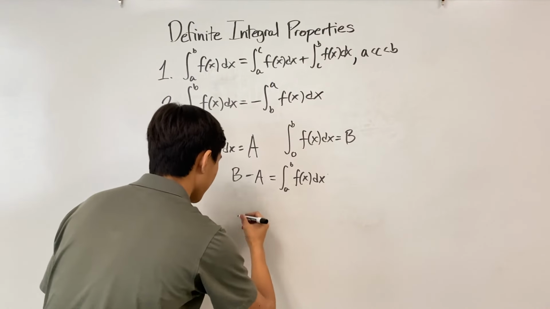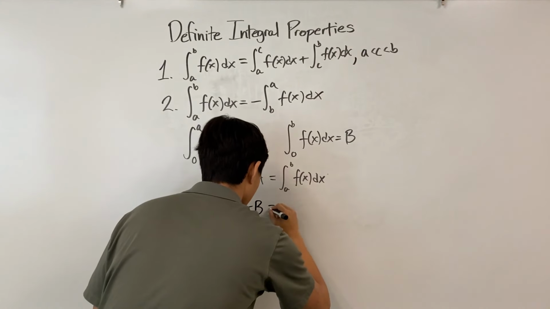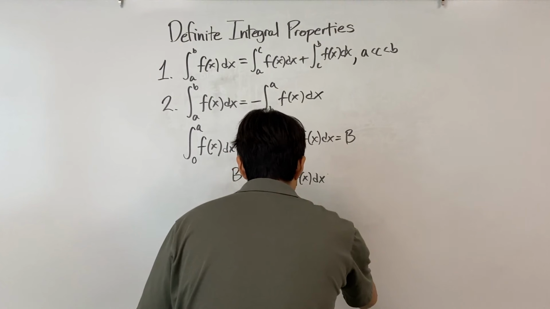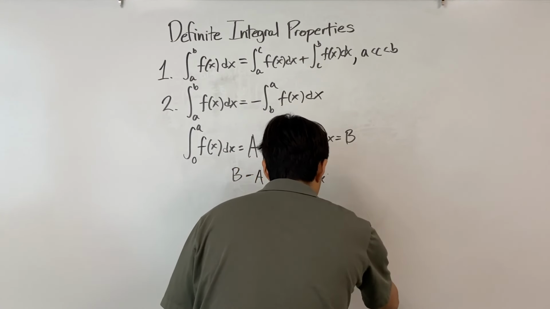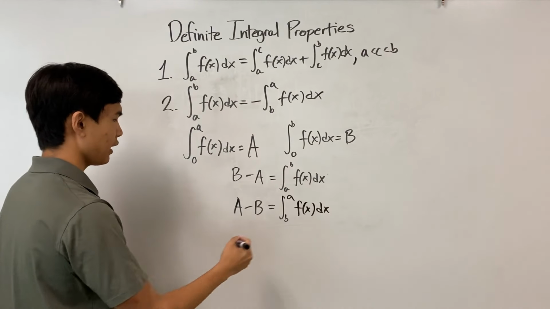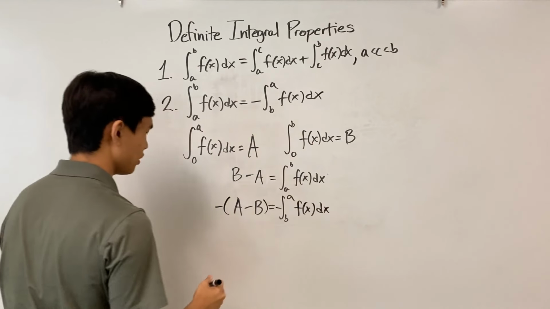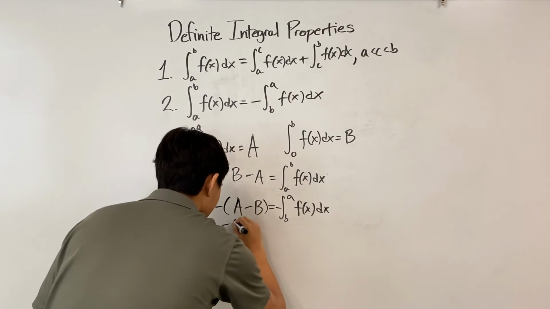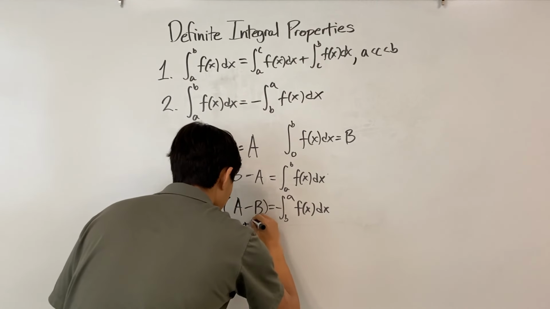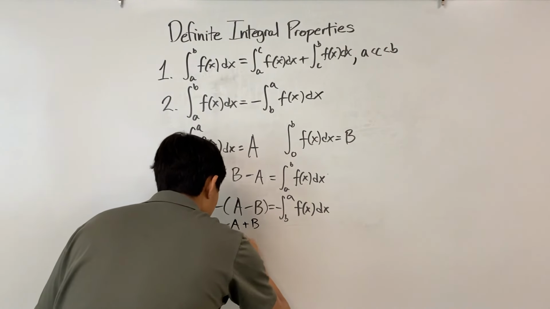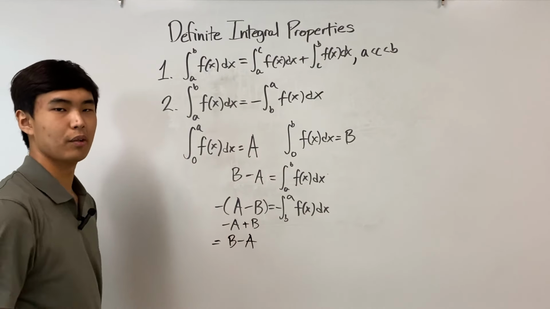So we have a minus b equals the integral from b to a of f of x dx. And introducing a negative on both sides, we get minus a, and the two negatives here cancel for a plus b, which is b minus a, which is the same as what we had before.